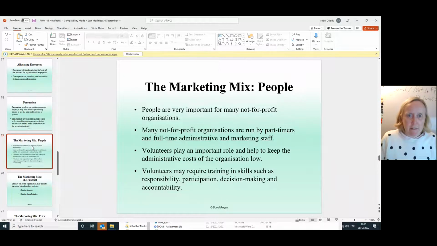People are very important for many not-for-profits. Many not-for-profits are run by part-timers and then a core of full-time staff or marketing staff sometimes. Volunteers play a really important role and help keep the admin costs low. So again, they are the element of people. Volunteers may require training and skills such as responsibility, participation, decision making, and accountability.